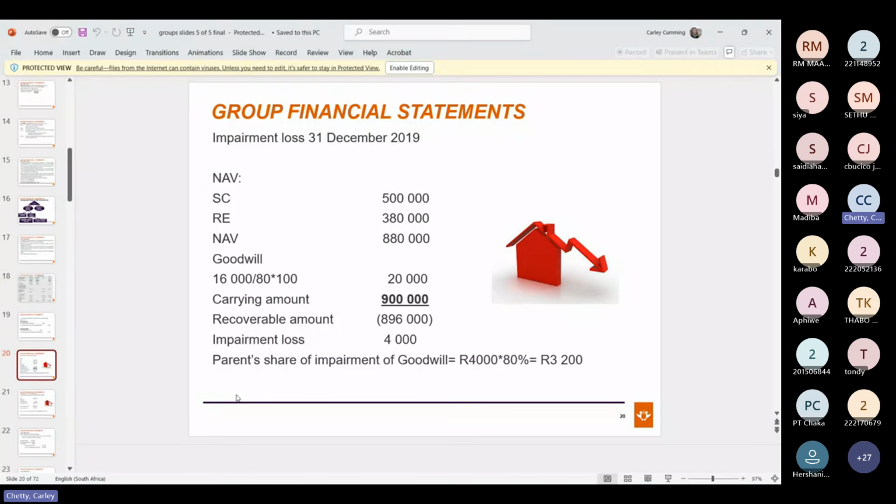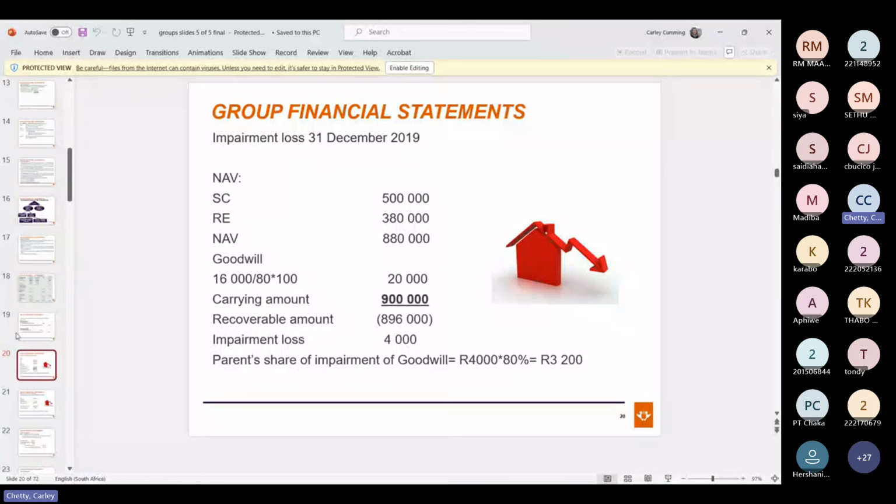So remember, we are calculating the carrying amount of the cash generating unit, and then we are comparing it to the recoverable amount to see if the cash generating unit needs to be impaired. So the share capital on acquisition was 500,000. The retained earnings on acquisition was 380,000. And that will give us a net asset value of 880,000.